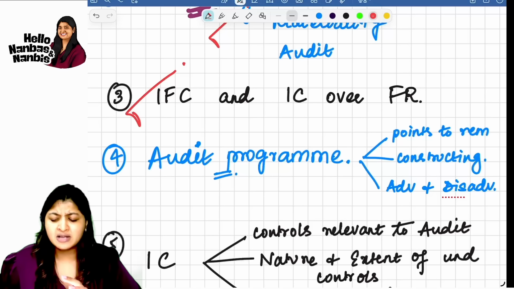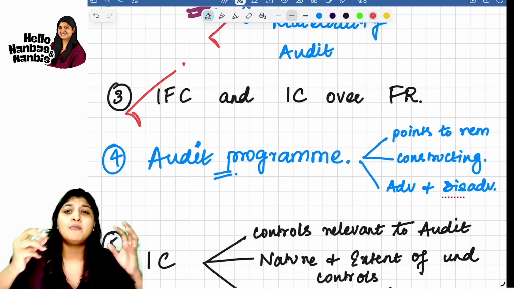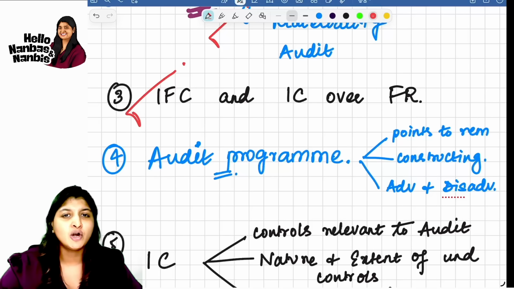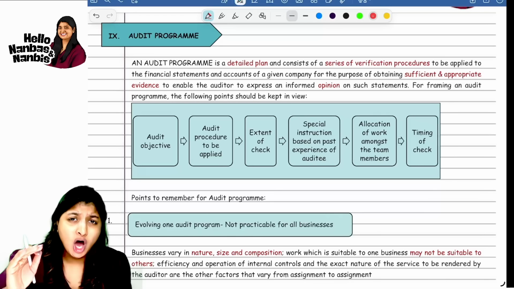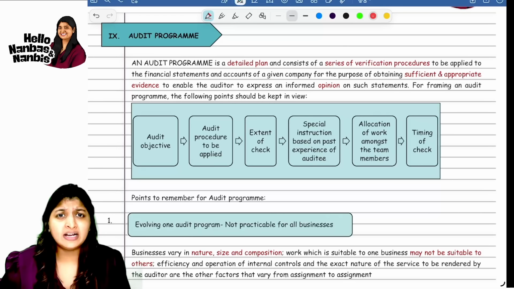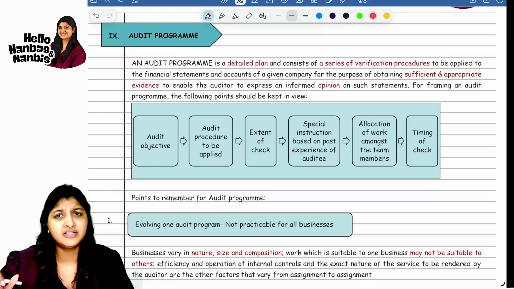The fourth question is about audit program. What are the points to remember? How will you construct an audit program? What are the advantages and disadvantages of audit program? Be very careful when they ask a question on audit program. For your attempt, this is really important. Audit program is basically having a detailed plan and a series of verification procedures to be done on the financial statements to obtain sufficient appropriate audit evidence.